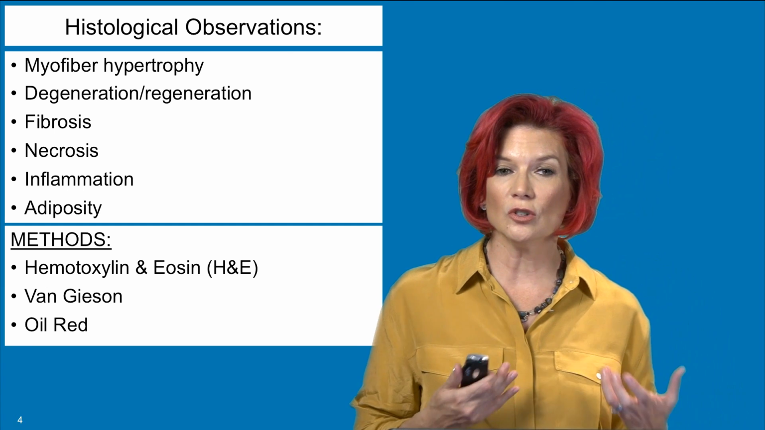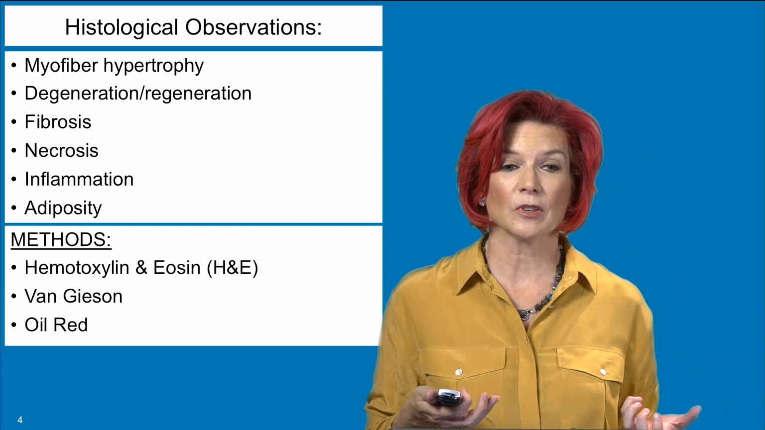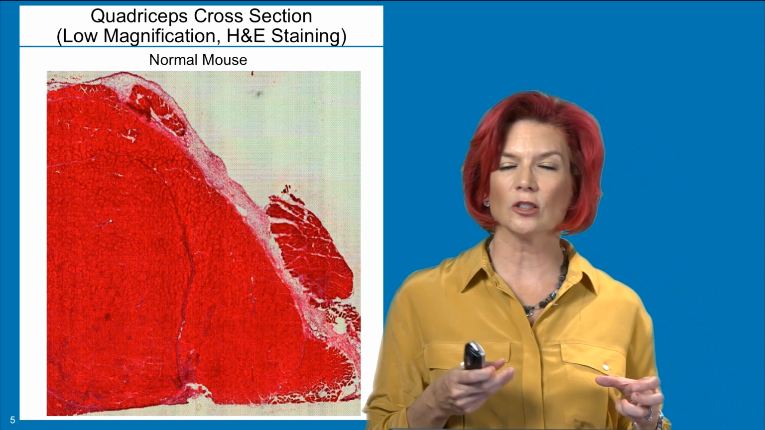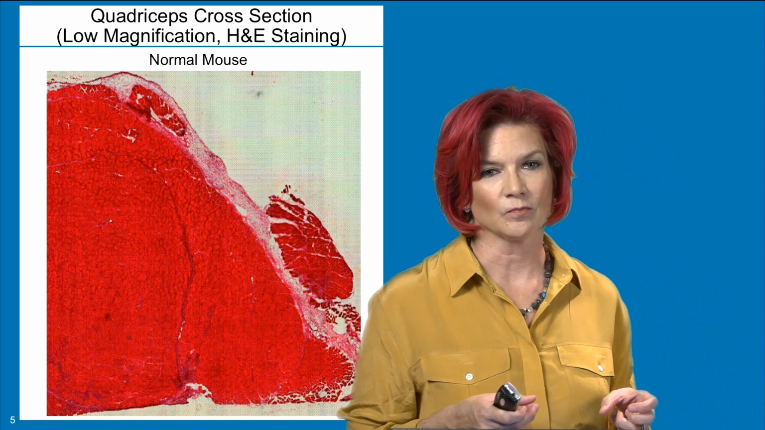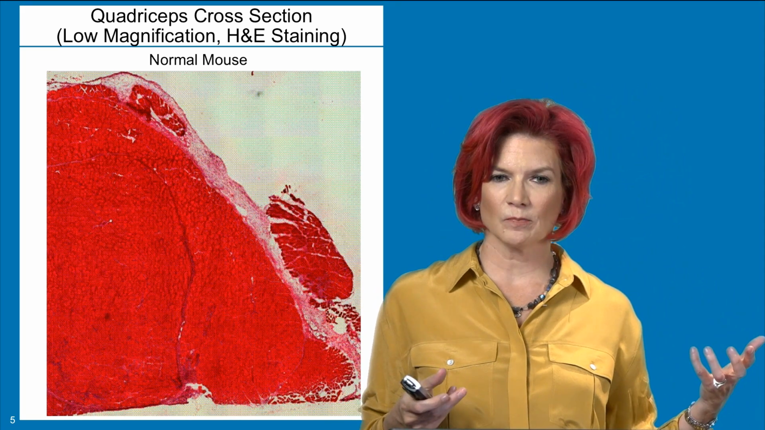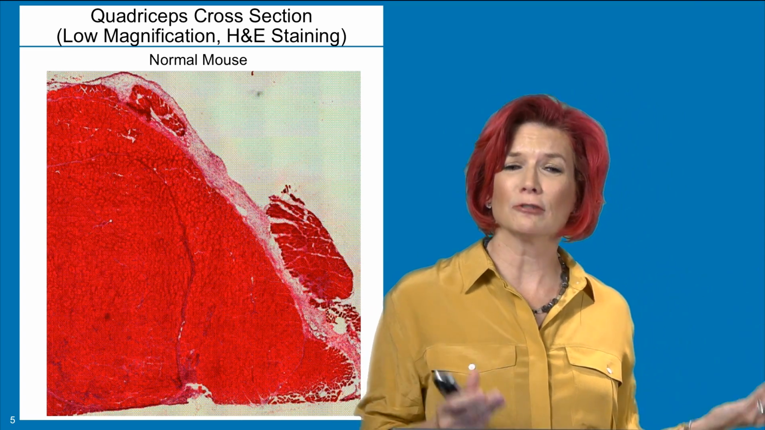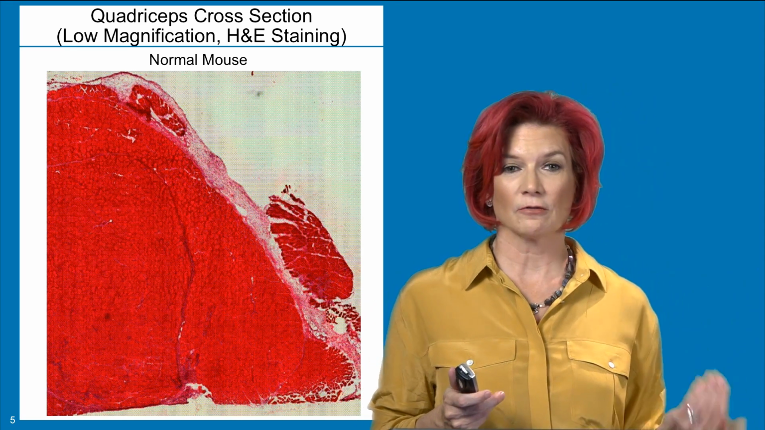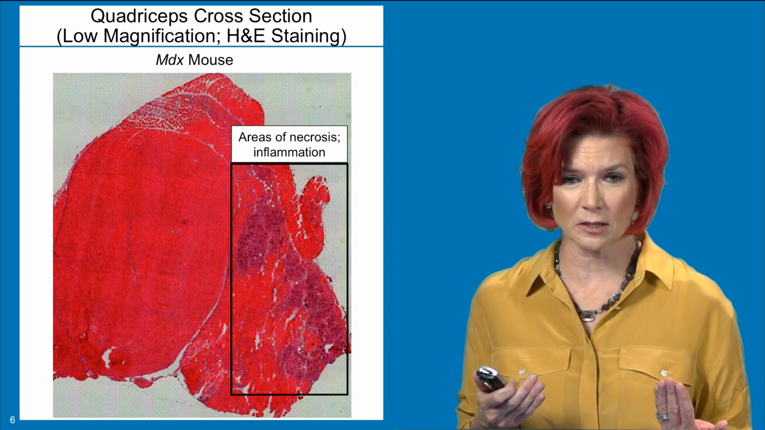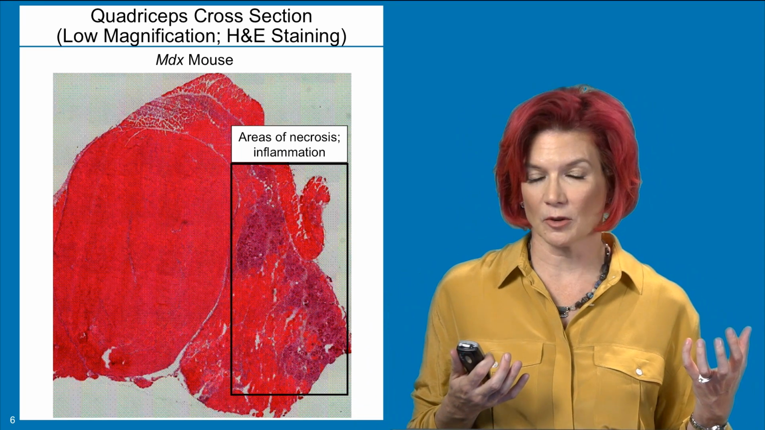The methods that are often used to reveal these histological symptoms include hematoxylin and eosin staining, Van Gieson staining, and oil red staining. We're going to take a look at those. So here is a low magnification H&E staining from an entire quadriceps transverse section from a normal mouse. And you can see that there's a large section of healthy looking fibers in this particular section from a normal mouse. Contrast that with a section taken from a dystrophic MDX mouse. Shown in the boxed region are areas of extensive necrosis and inflammation.